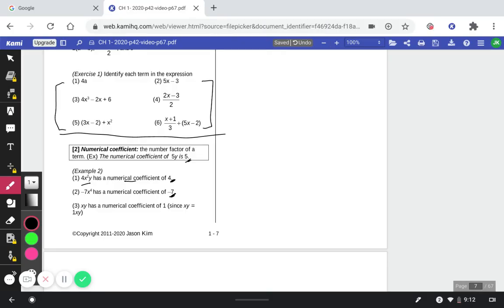Okay. Next one, xy has a numerical coefficient of 1, since xy equals 1xy. So when there is no number in front of a letter, the numerical coefficient is always 1. Making sure everybody understands that. Numerical coefficient of any variable, if they don't have a number in front of the variable, then it becomes 1.